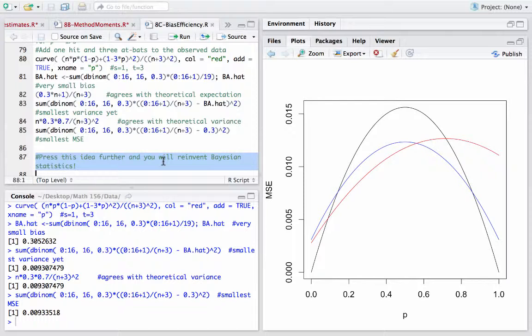But for now, I hope you understand a little better the trade-off between bias and inefficiency, and why bias is not always a bad thing.